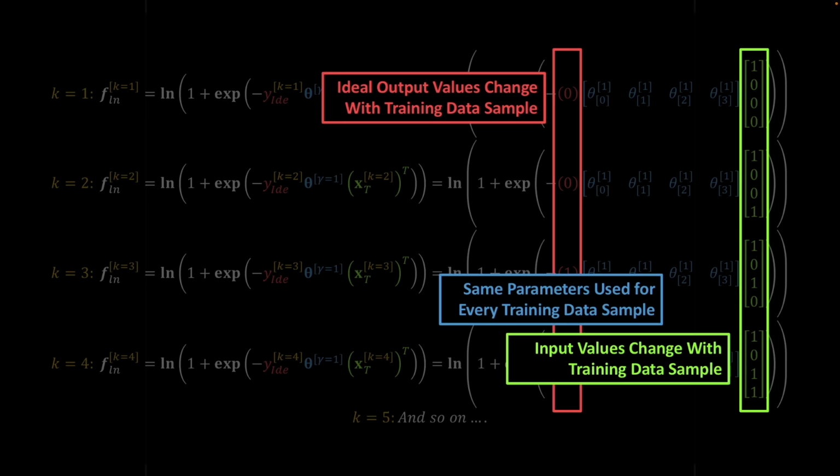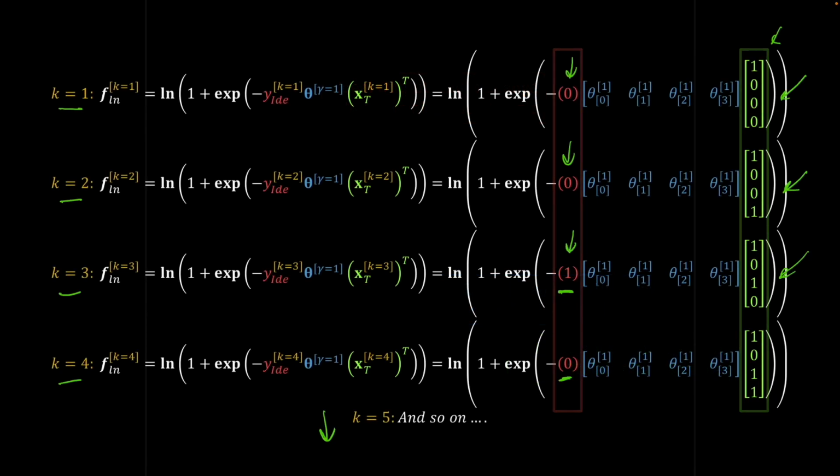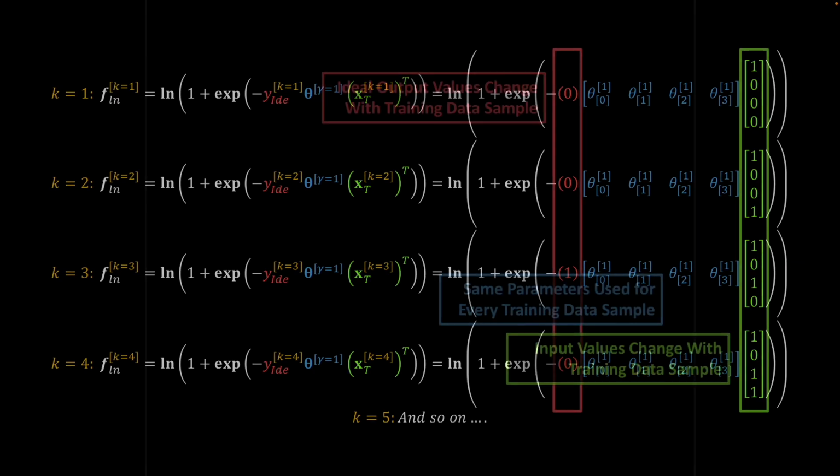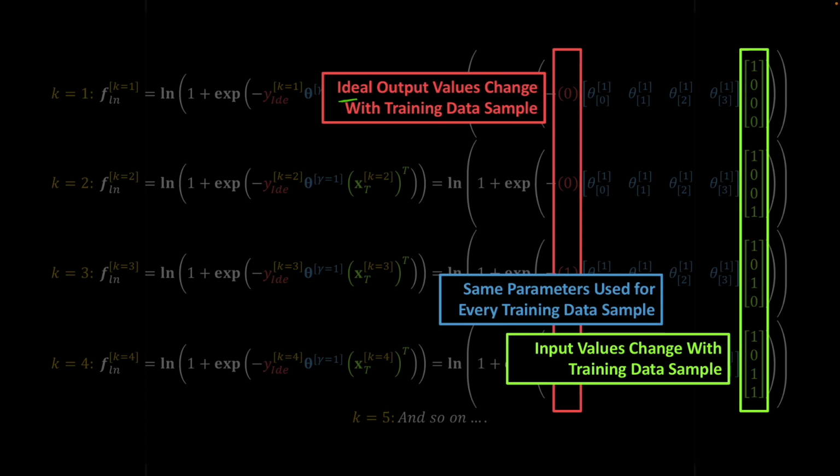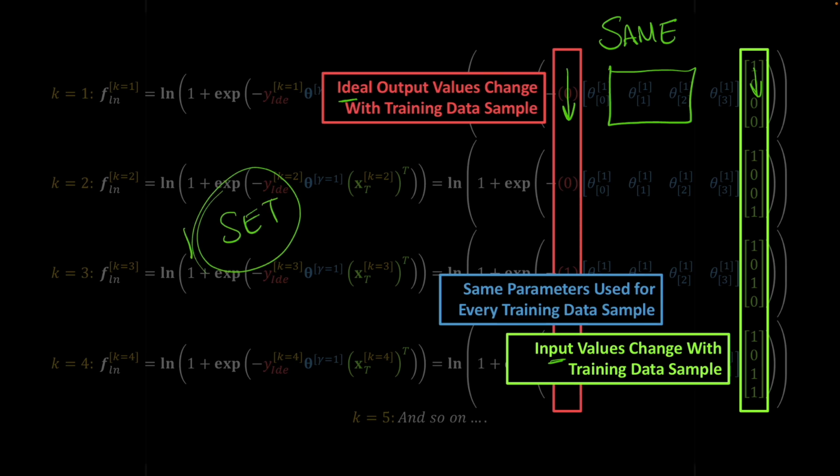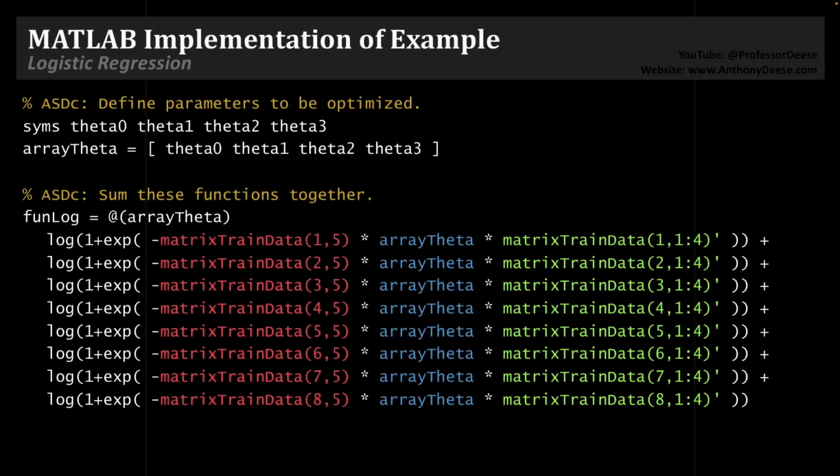Now, if we look at the red, the blue, and the green, where the red represents the ideal outputs, the blue represents the parameters, and the green represents the inputs, we see that the ideal output values change with the training data sample as we go down. The input values also change with the training data sample. But for the blue, the same parameters are used for every natural log subfunction. And the reason for that is we're only trying to generate one set of optimal parameters. And so we want to use the same set of symbolic parameters for every row, or for every element of this sum.